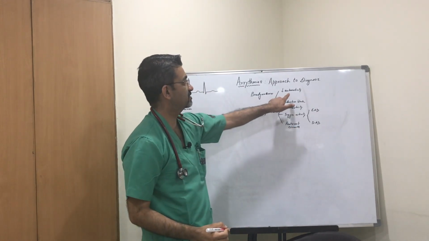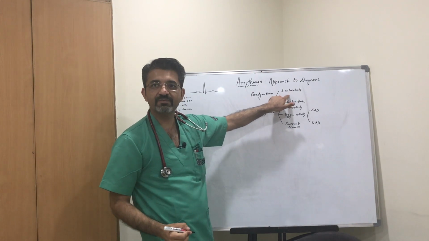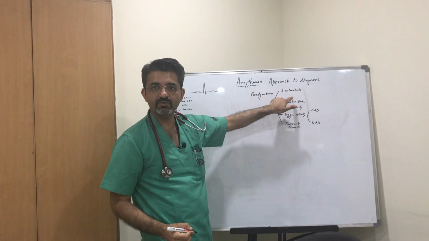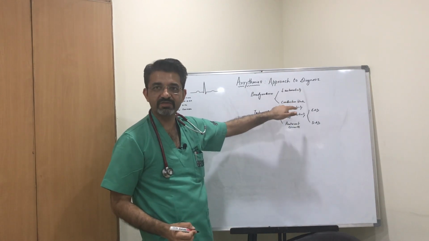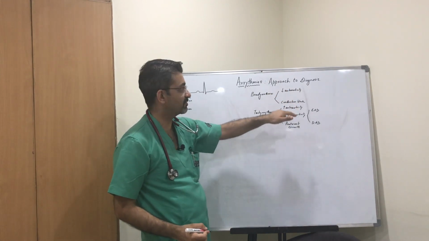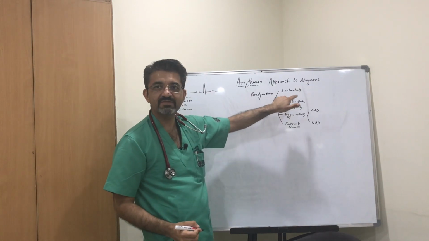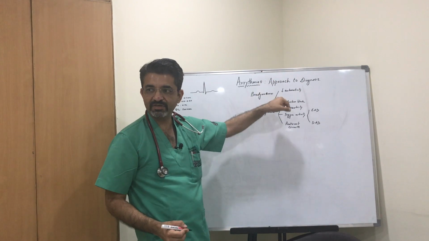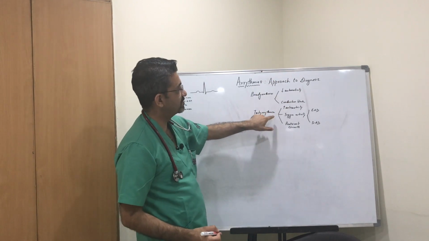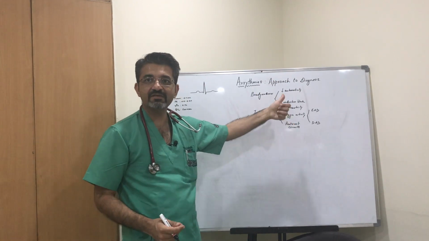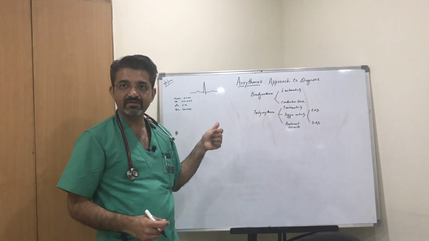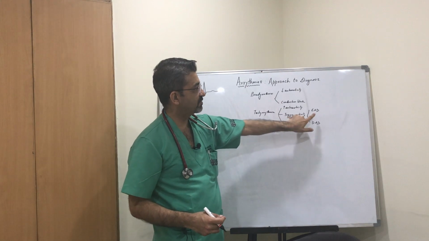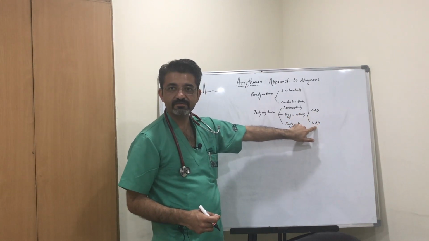In decreased automaticity, we had hypothermia, increased TSH, increased vagal tone, inferior wall MI, increased potassium, beta blockers, calcium channel blockers, right? In conduction block, we had Lyme's disease, we had fibrosis, we had inferior wall MI, again potassium. Similarly, in tachyarrhythmias, increased automaticity, whenever you have increased epinephrine drive, you have fever, thyrotoxicosis. In trigger activity, we had two phenomena, EAD and DAD, right?